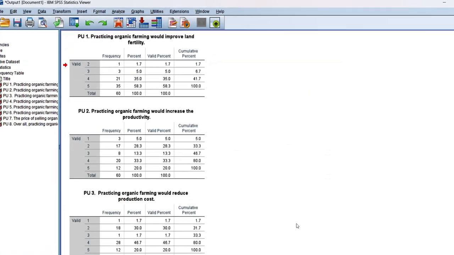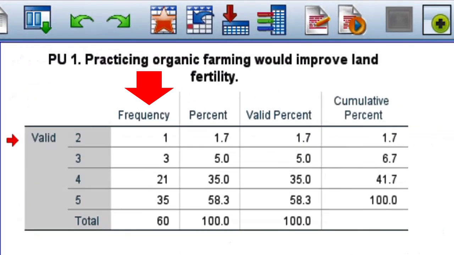First, we will discuss frequencies. Frequency is the number of times a particular value or category appears in a dataset. Frequency is the simplest statistical measure and is mainly used for categorical data such as nominal and ordinal variables.